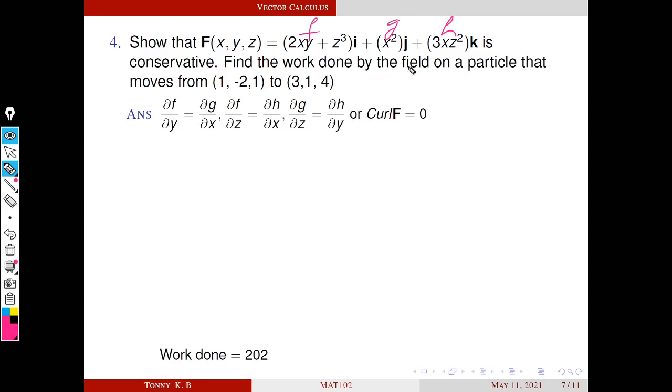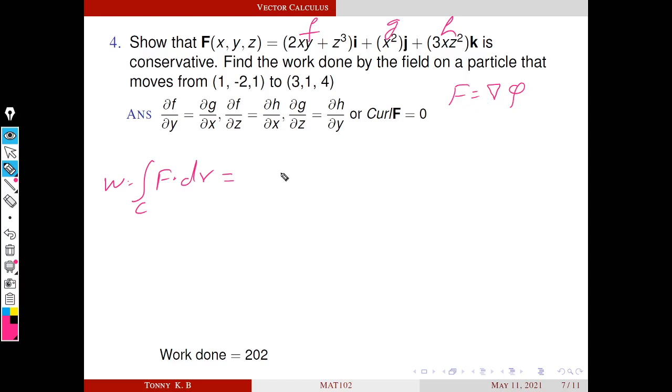So our aim is to find the work done. We know that the work done is the integral over c of f dot dr. As in the 2-dimensional case, we use the fundamental theorem. Since it is conservative, we can find a phi such that del phi equals f.